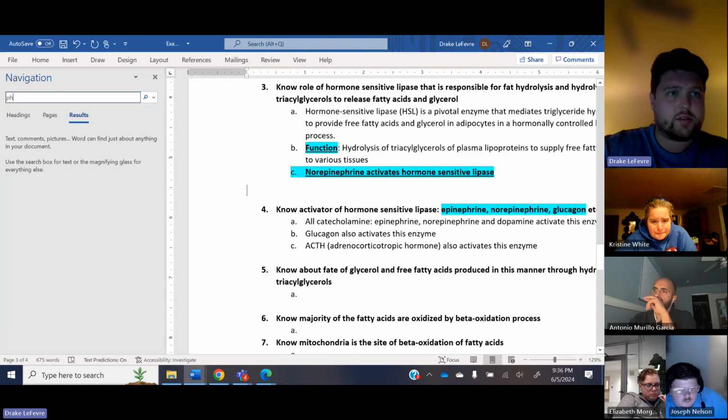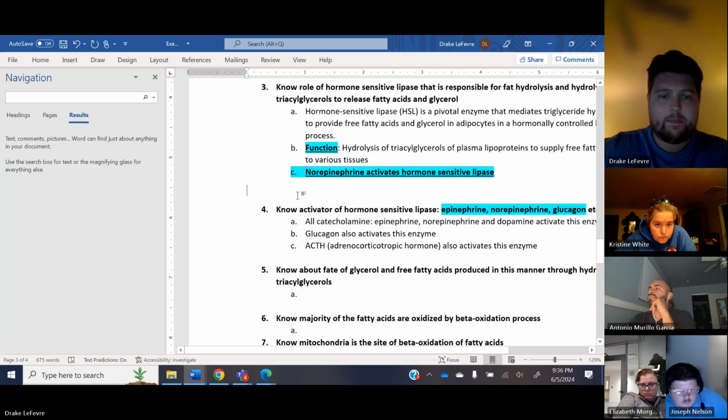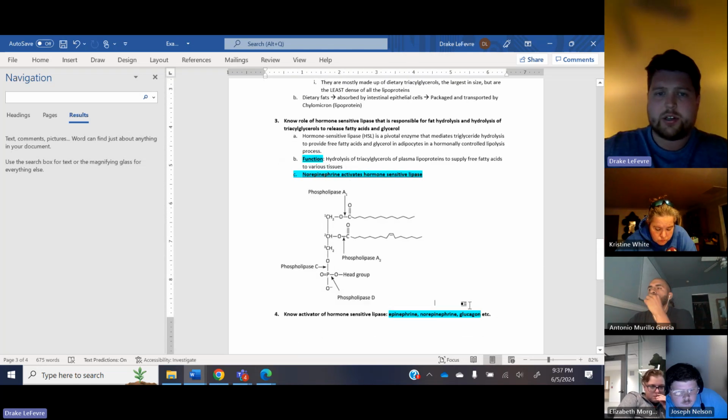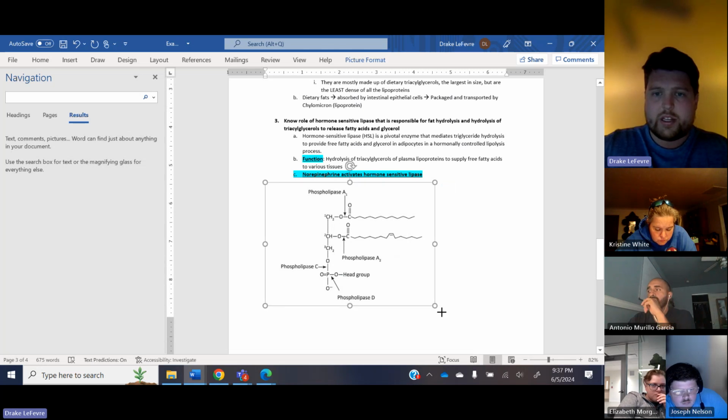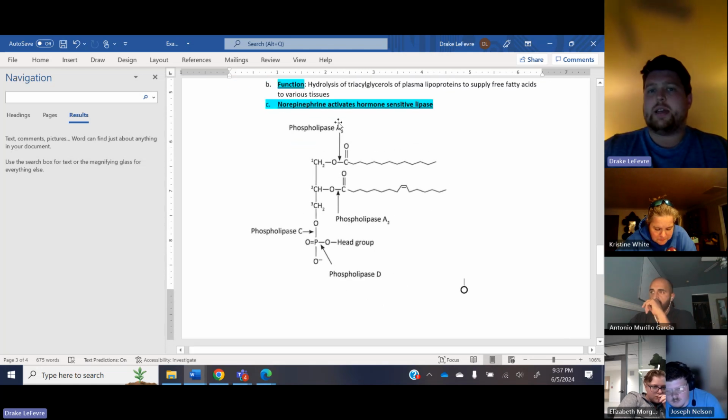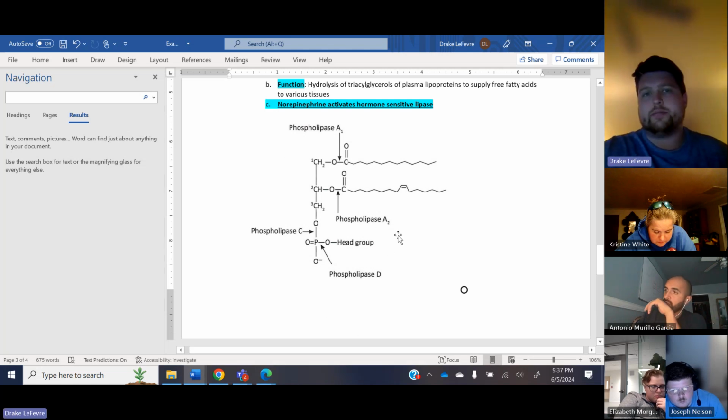Let me make sure it doesn't say it somewhere else, phospholipases. And even within the LINUS questions, he has a question or two being specific about where each phospholipase breaks things. So you'll want to remember phospholipase A1 does the first fatty acid chain, phospholipase A2 does the second fatty acid chain, phospholipase C breaks off the phosphate group, and phospholipase D breaks off the head group. So that's what you'll want to remember specific about that.